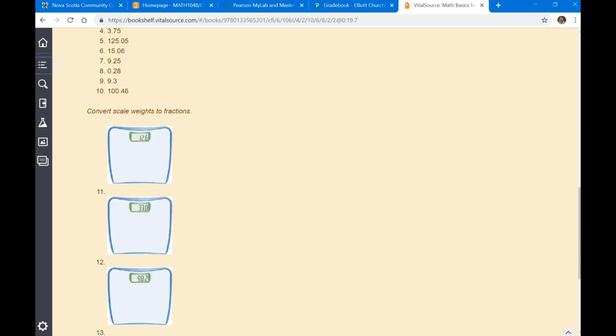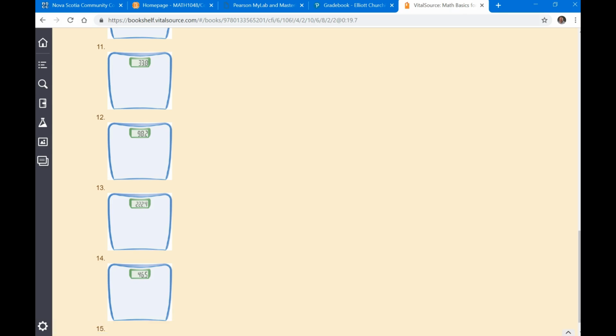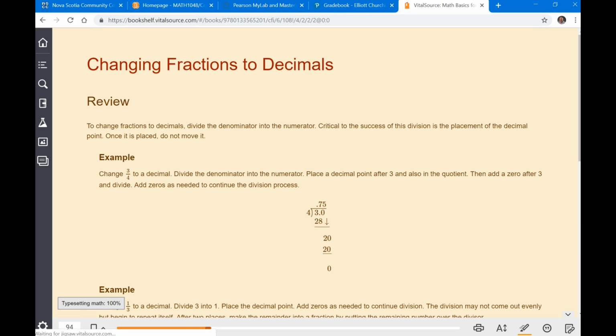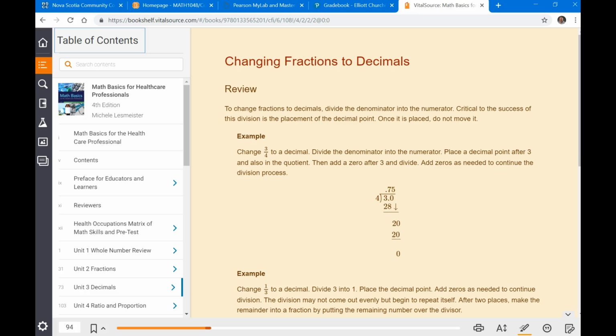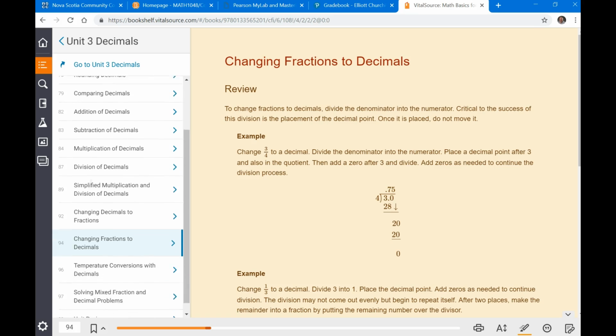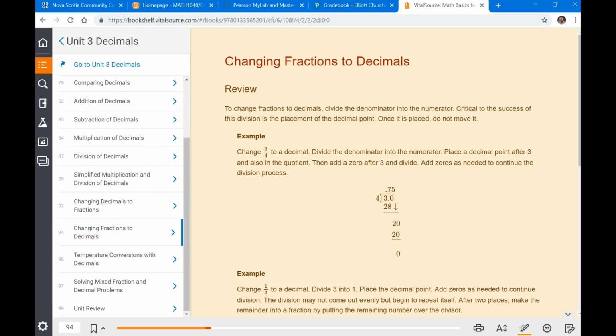Tomorrow's class, you're not going to miss. It's going to be involving converting fractions into decimals. Exact opposite. So just to show you where we are in terms of this chapter right now, looking down here, chapter 3, decimals. We're right here. We just finished converting decimals into fractions. Now we're going to convert fractions into decimals. So we only have 3 units left. If we're not finished by tomorrow, we'll be finished by Friday, for sure.